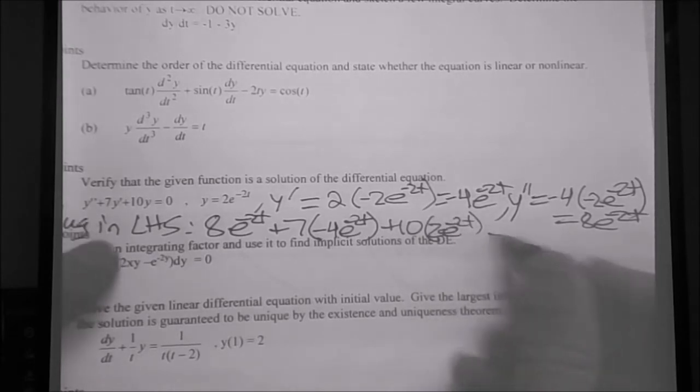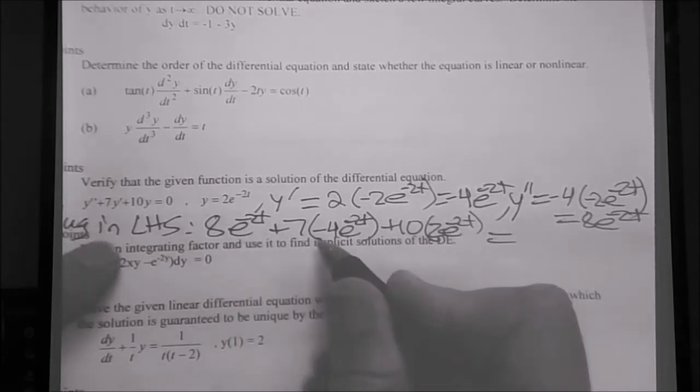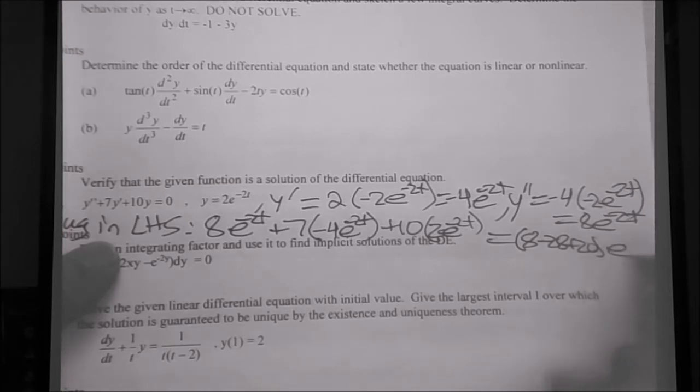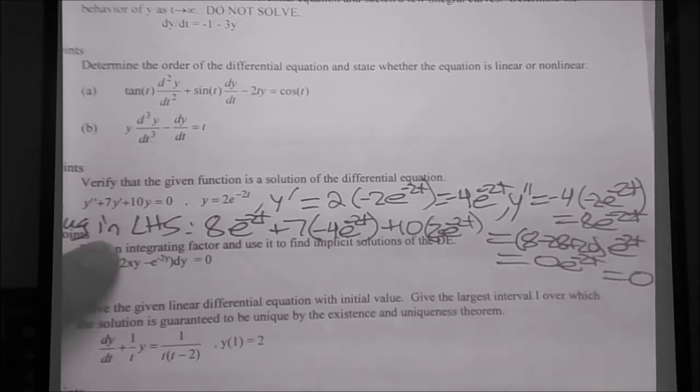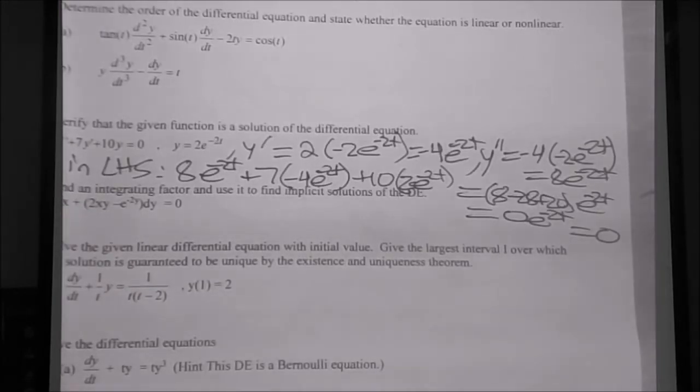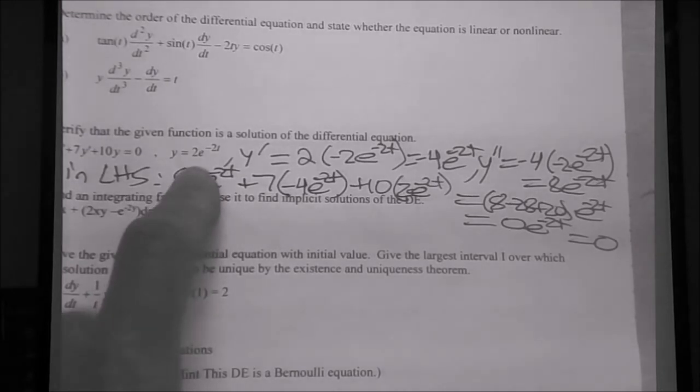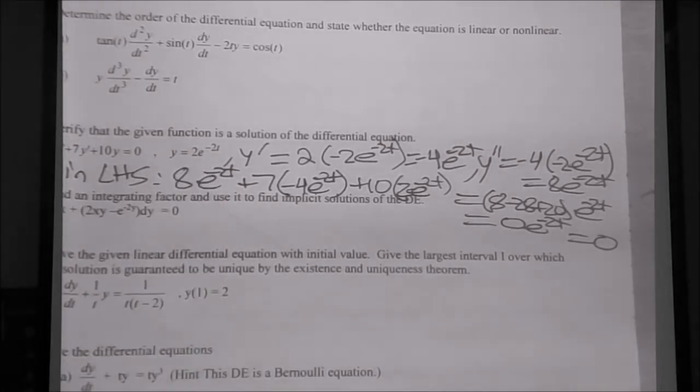And what have I got? Well, I got 8 minus 28 plus 20, all multiplying e to the minus 2t. But wait, that's 0 times e to the minus 2t. So it's equal to 0. There's the proof that that is in fact a solution. You just plug it into the left side of the equation and see that you get the right side for all t on the solution interval, which in this case you tacitly assume it's a solution on minus infinity to infinity.